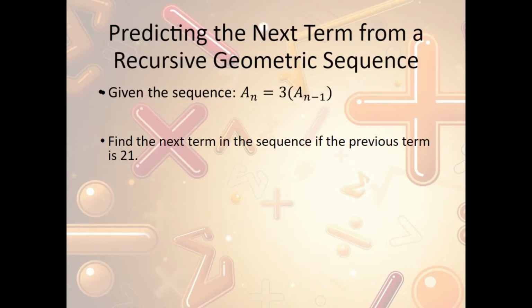So let's look at an example here of working with recursive formulas. So we have AN is equal to 3 times A to the n minus 1. And we know that the previous term is 21. So we plug 21 in here. So we get AN is equal to 3 times 21. Well, we know that 3 times 21 is 63. So AN is equal to 63.